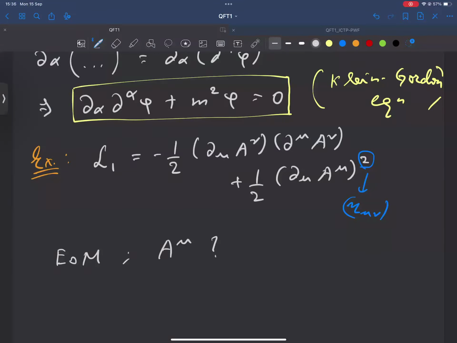Okay, there is a question in the chat. Noor is asking a question. What's the difference between Euler-Lagrange equation and Klein-Gordon?